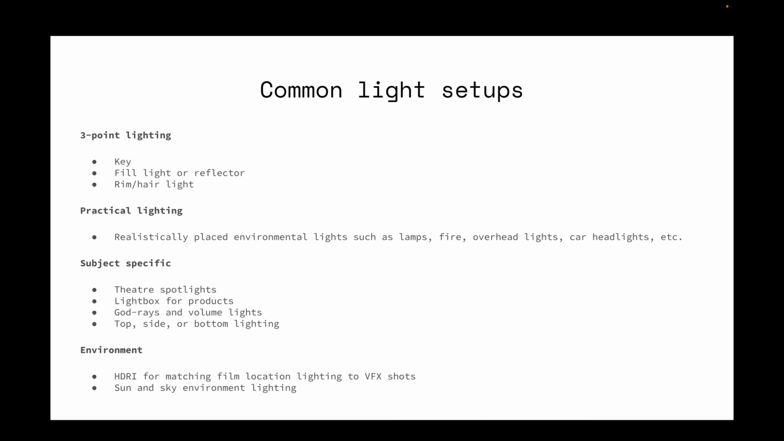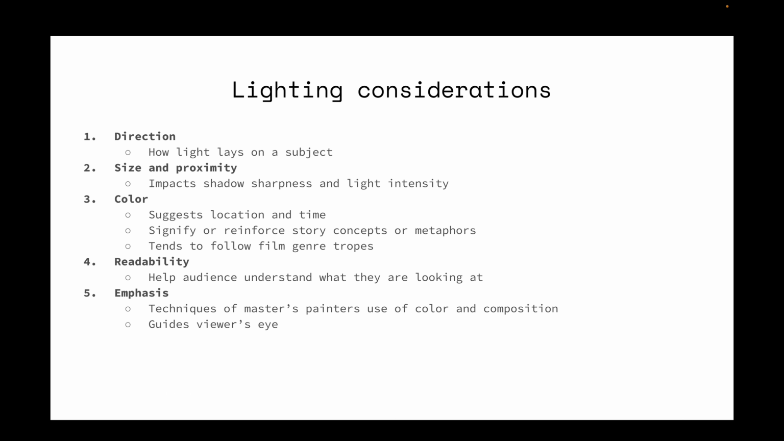Subject-specific lighting could include something like spotlights in a theater, or a light box that you use for product photography, God rays that come through clouds. You might have lighting that comes up through the bottom. Let's say you have a light table with a bunch of objects on it. And then environment lighting, you might have HDRI for matching the film location, and then you could have a shader that mimics sun and sky environments.